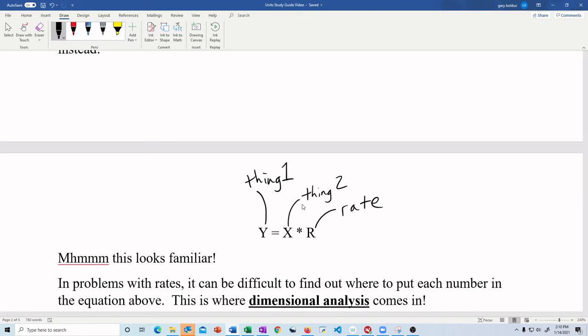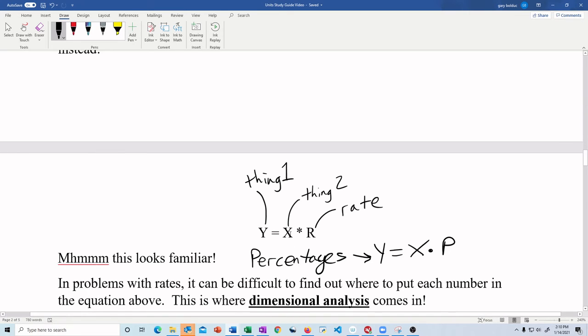Remember, back in the previous set of work when we did percentages, we had y equals x times p, and p was our percentage, right? So we're just doing the same thing. We're just going to use units to get us into this equation, and everything we learned about percentages, how to solve the problems, all those techniques we use to solve those problems, there we go. It's just the same formula again. All this stuff, the same formula.